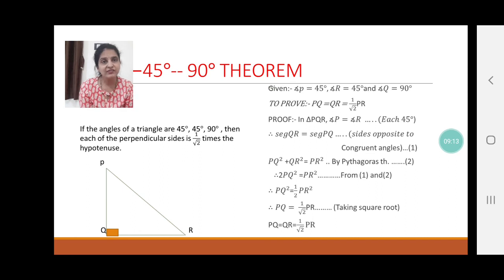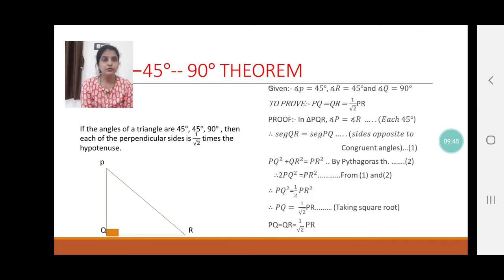Now the triangle given over here is triangle PQR. Given: triangle PQR is a right angle triangle. Angle P is 45 degrees, angle R is 45 degrees, and angle Q is 90 degrees. What do we have to prove here? We have to prove that the perpendicular sides, which are PQ and QR, are such that PQ is equal to QR is equal to 1 upon root 2 PR. This we have to prove.